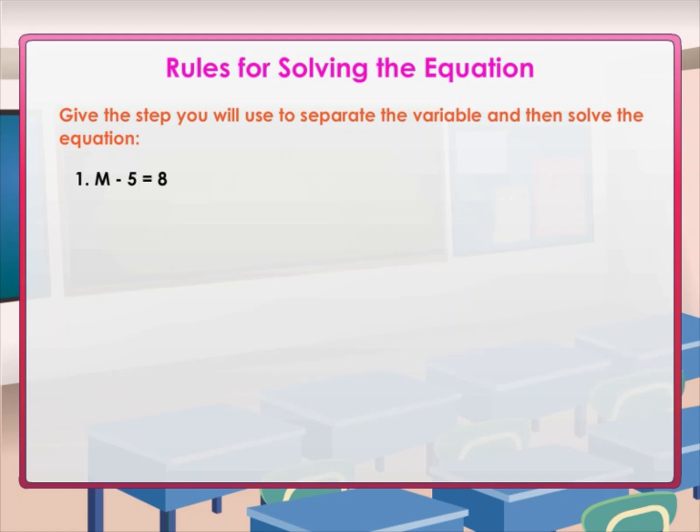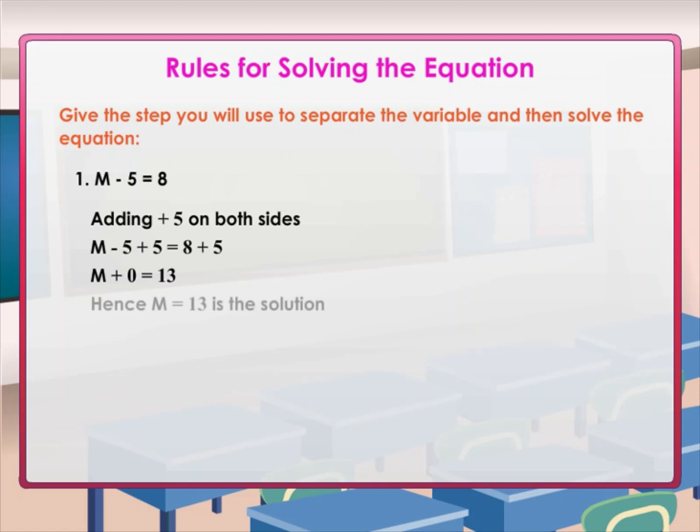The given equation is m minus 5 is equal to 8. We have to separate the variable m. Therefore, add plus 5 on both sides. We will get m minus 5 plus 5 is equal to 8 plus 5. Now cancel plus 5 and minus 5. The left-hand side will be m plus 0 is equal to 13. Hence, m is equal to 13 is the solution.